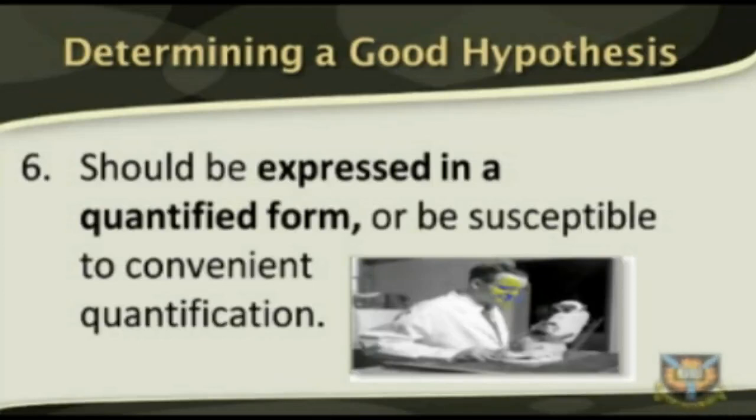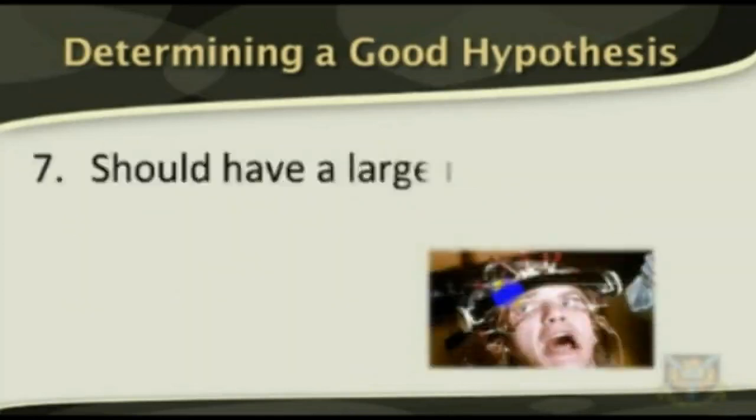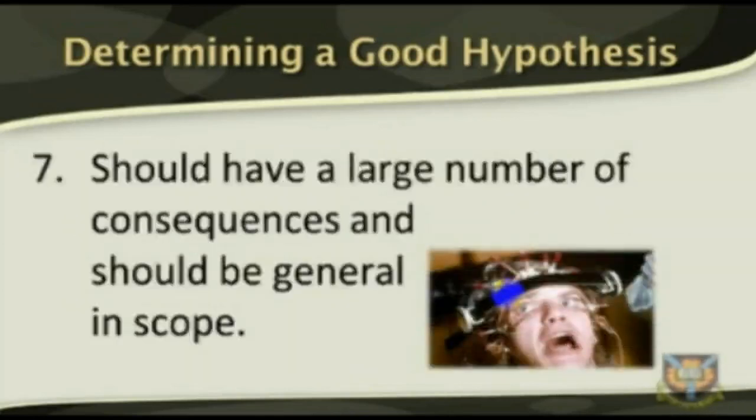The hypothesis that is more highly quantified is to be preferred. 7. That hypothesis should have a large number of consequences and should be general in scope. The hypothesis that yields a large number of deductions, that is consequences, will explain more facts that are already established and will allow more predictions about events that are as yet unstudied or unestablished, some of which may be unexpected and novel. In general, the hypothesis that leads to the large number of important deductions will be the more fruitful hypothesis.